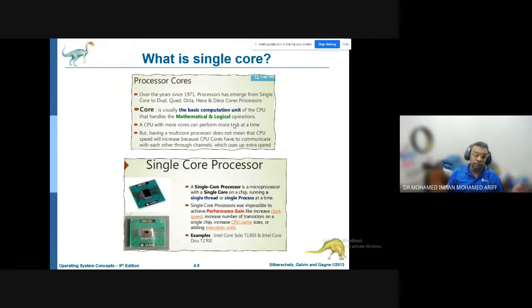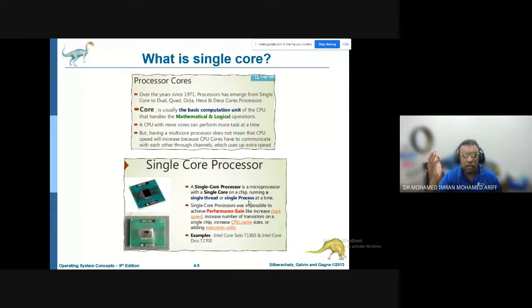A single core processor is a microprocessor with a single core on a chip running a single thread on a single process. That means it can handle only one process and one single thread. If you take the Microsoft example, you can only run Word and document Word. That's it, because you're running on a single core.